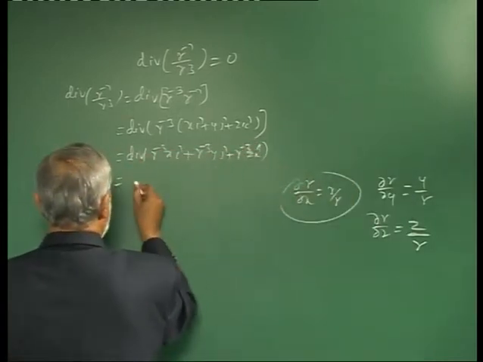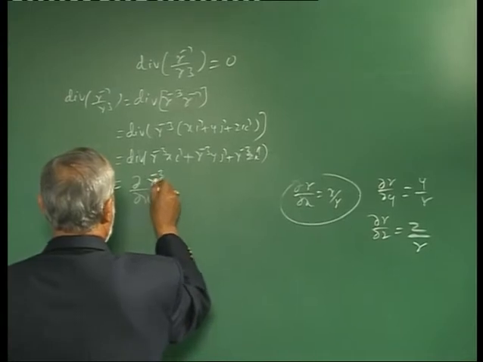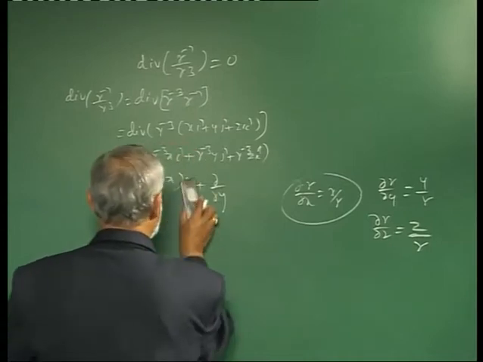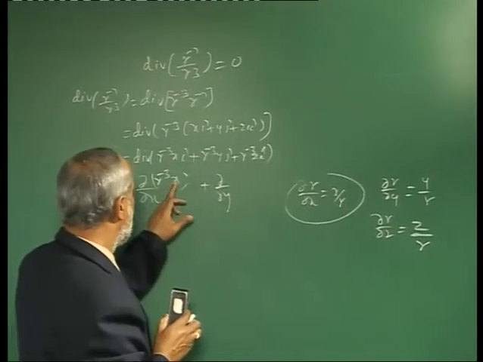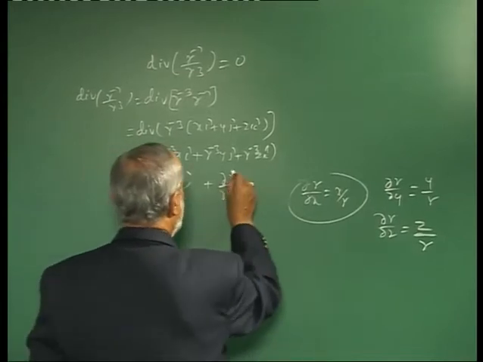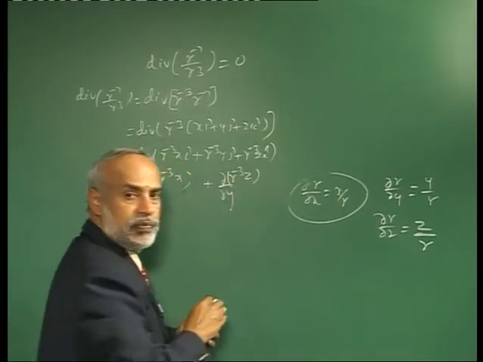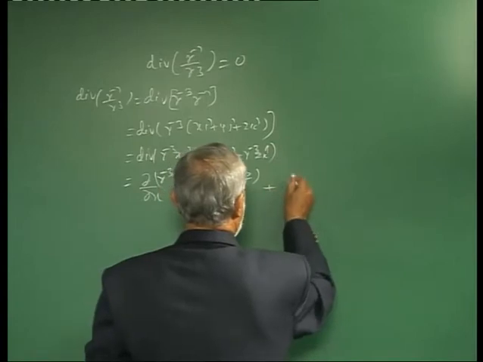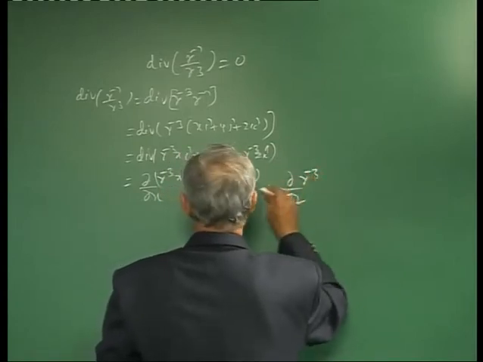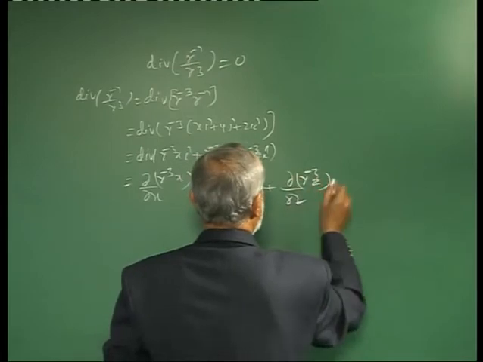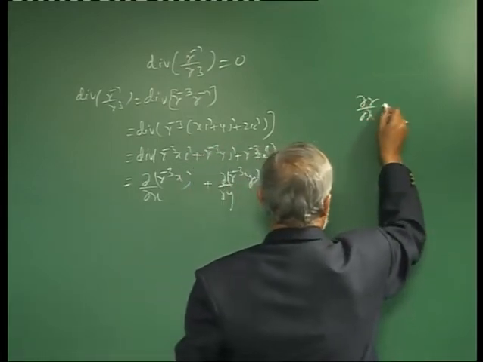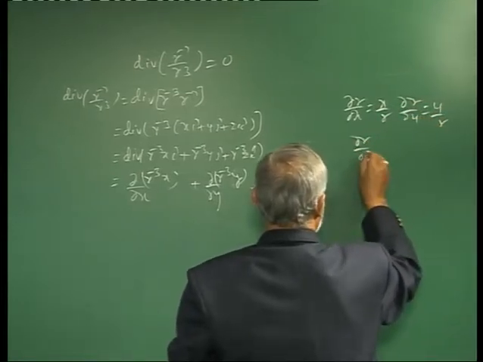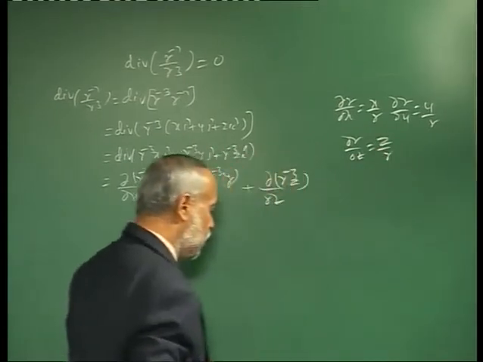This is equal to ∂/∂x of r to the power of minus 3 x, then ∂/∂y of r to the power of minus 3 y, then ∂/∂z of r to the power of minus 3 z. You know already ∂r/∂x is equal to x/r, ∂r/∂y is equal to y/r, then ∂r/∂z is equal to z/r. This we have already found out.